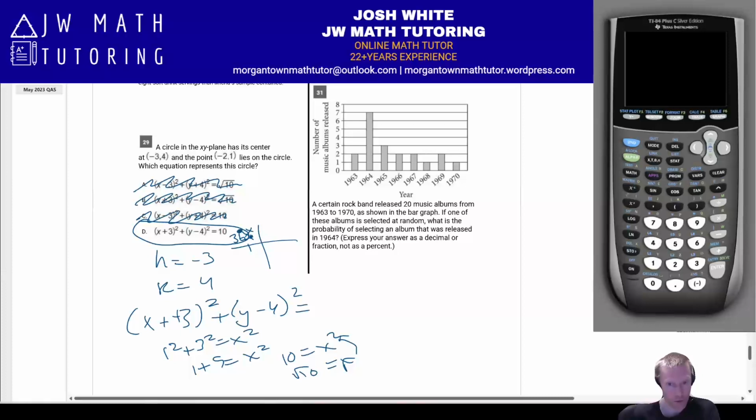Because in the standard form equation, it's (x minus h) squared plus (y minus k) squared equals r squared. So again, the correct answer is letter D.